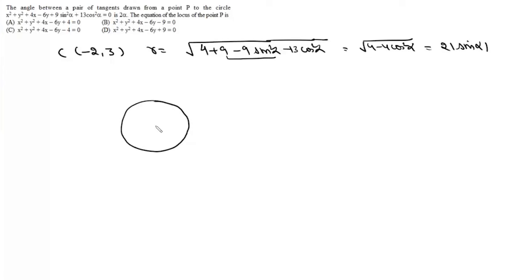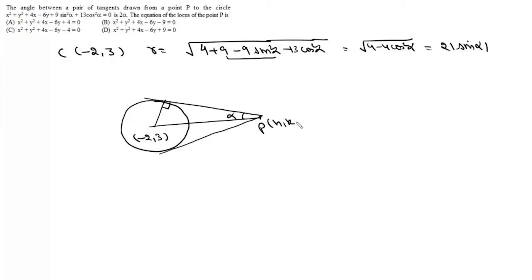Now it says the angle between the pair of tangents drawn from this point to this circle is 2 alpha. So we have this point P, and from this point P we have drawn 2 tangents, and here this angle is 2 alpha. So this angle will be alpha. Now the center is (-2, 3), and we have to find the locus of this point P.